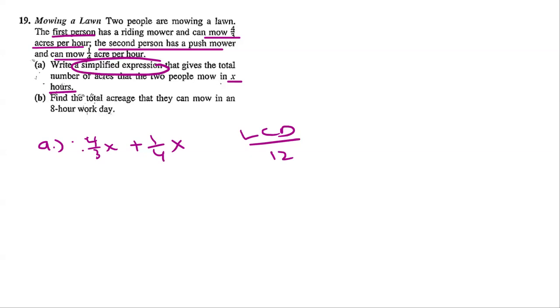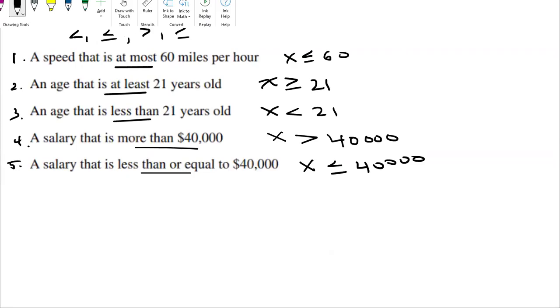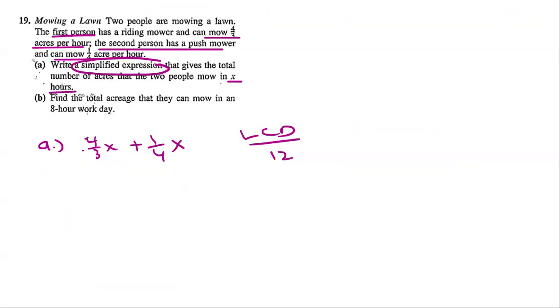I'm not rewriting this to solve for x. I'm not trying to get rid of the denominator. So I want to keep the denominator here. So I'm going to multiply this by 4 over 4, and then multiply this by 3 over 3. Okay, so that's going to give me 16 over 12x plus 3 over 12x.